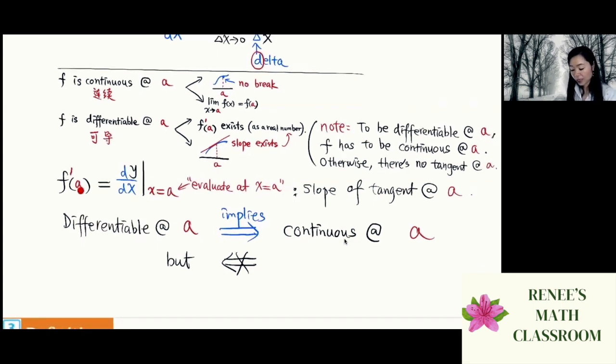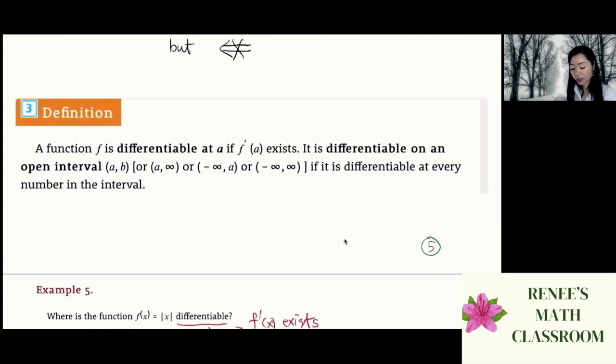Now, f prime of a, you can write as dy dx with a bar and x equal to a, which means you evaluate this dy dx when x equal to a. You can think of this as the slope of the tangent at a. So, definition: a function f is differentiable at a if f prime of a exists. It is differentiable on an open interval a to b if it is differentiable at every number in the interval.